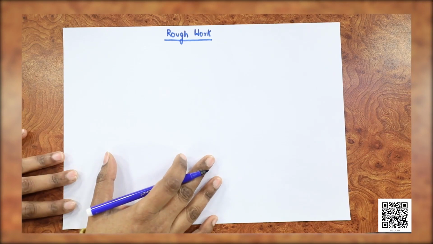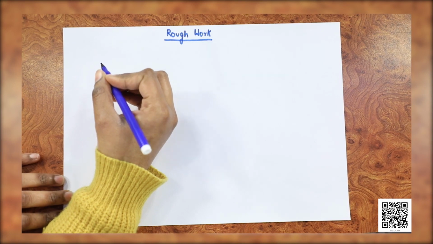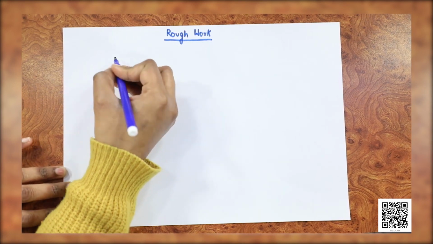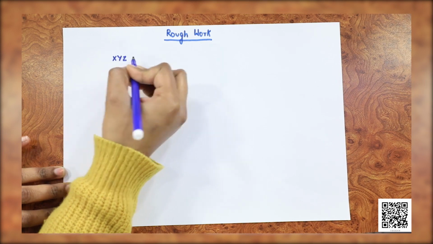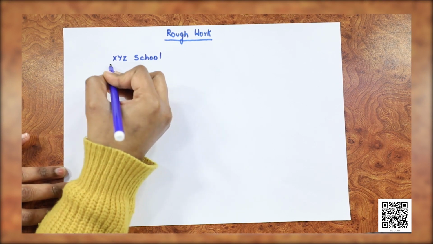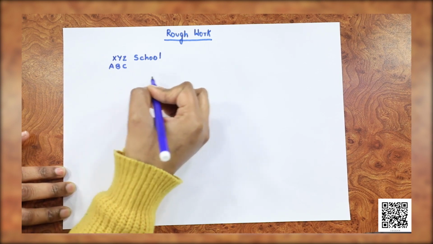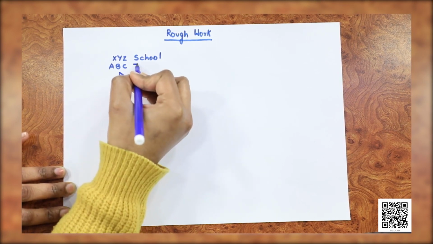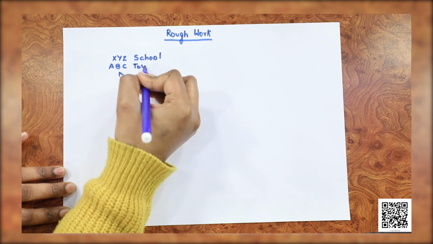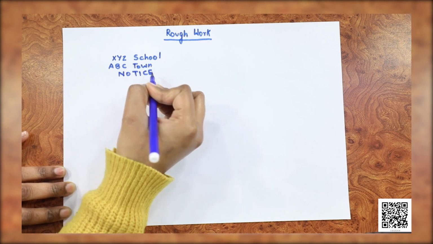Come on, let's do the rough work, then the fair work. Wherever the name of the school is not given, the timing or all other details, you will have to supply. Okay, sir. The name of the school we will write down as XYZ school because the school name is not given to us. And for the place we can use ABC town. Fine. Then we can write notice. Then the date.